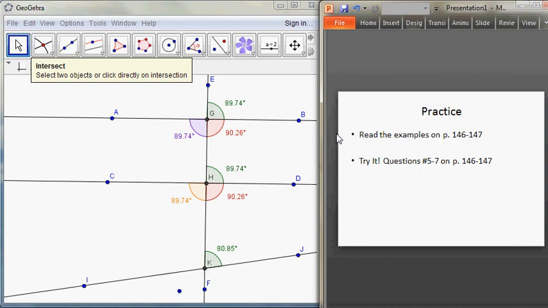For practice, I'd like everyone to read through the examples on pages 146 to 147 and try the Triad questions, numbers 5 to 7. And that's it.